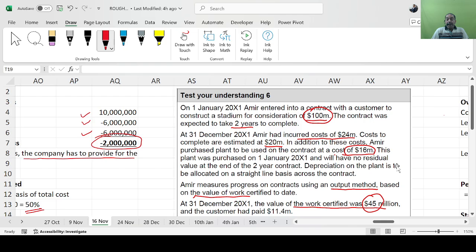Costs to complete are estimated at $20 million. The further estimated cost is $20 million. Cost up to date, $24 million. In addition to these costs, Amir purchased a plant to be used on the contract at a total cost of $16 million.